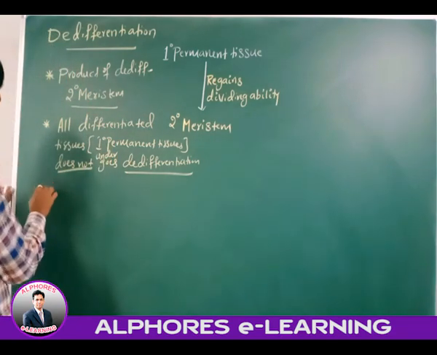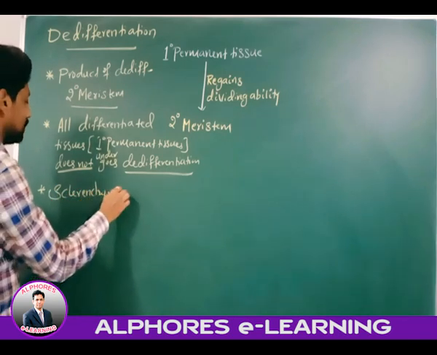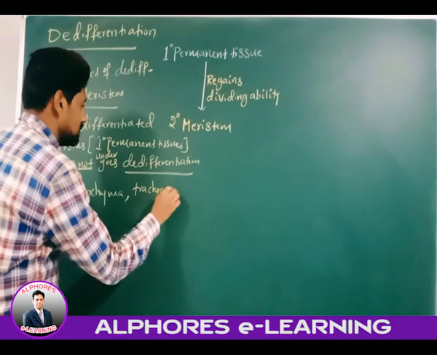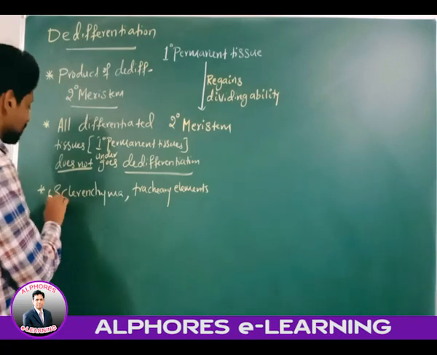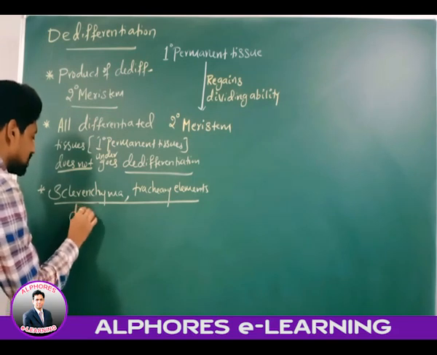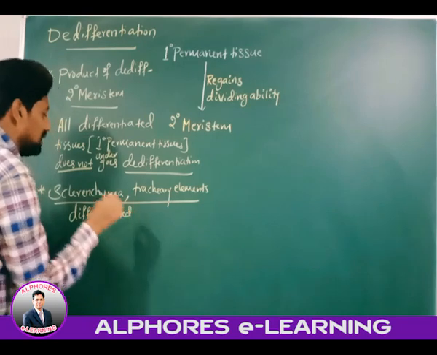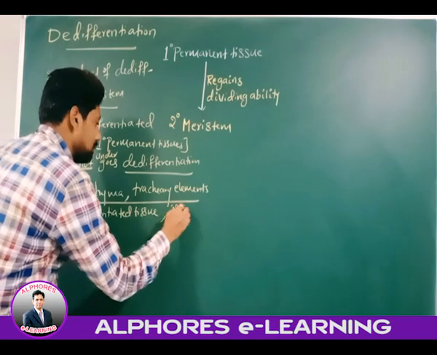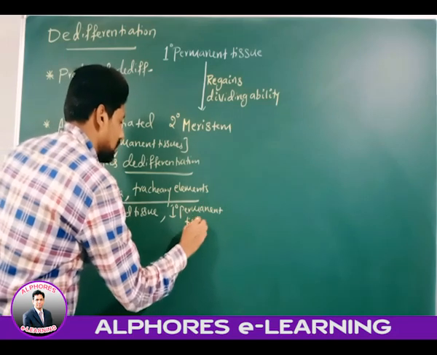For example, take sclerenchyma. Take tracheary elements. Sclerenchyma and tracheary elements are formed by differentiation process. So they are differentiated tissues. They are primary permanent tissues. Yesterday we discussed this statement.